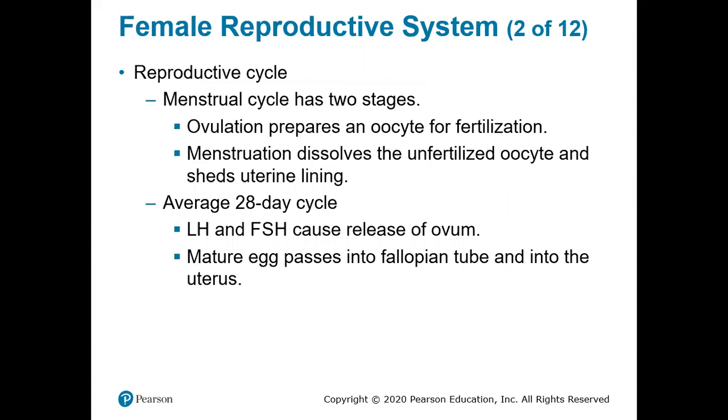So the reproductive cycle refers to the menstrual cycle, which has two stages: ovulation, which prepares an oocyte for fertilization, and menstruation, which dissolves the unfertilized oocyte and sheds uterine lining. The average female reproductive cycle runs on a 28-day period, where LH and FSH cause the release of ovum. The mature egg passes into the fallopian tube and then into the uterus.